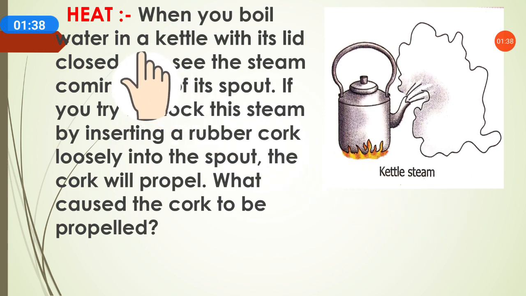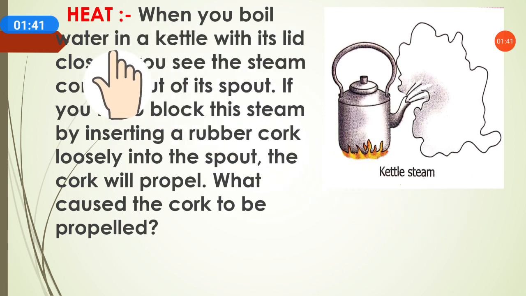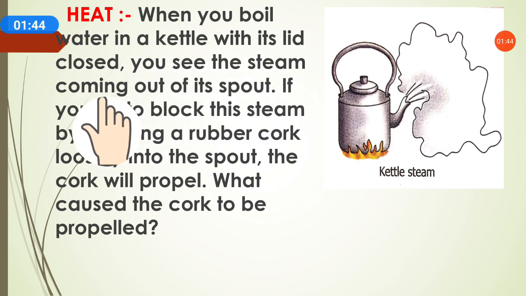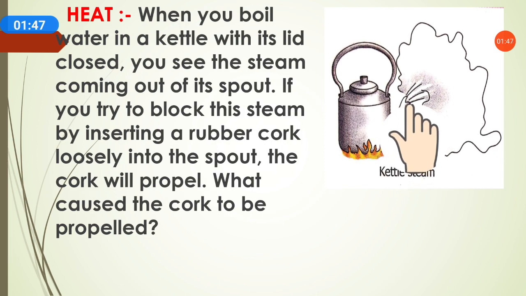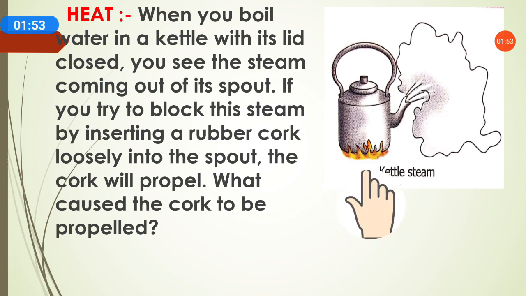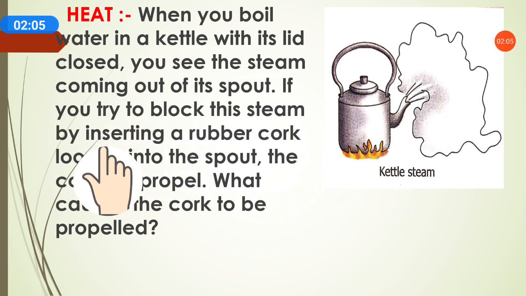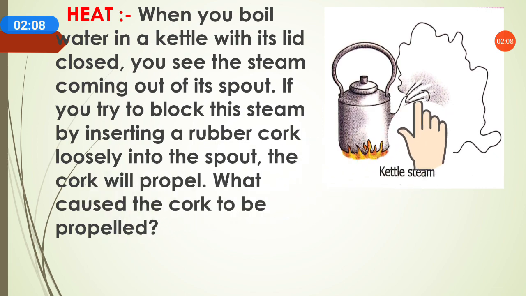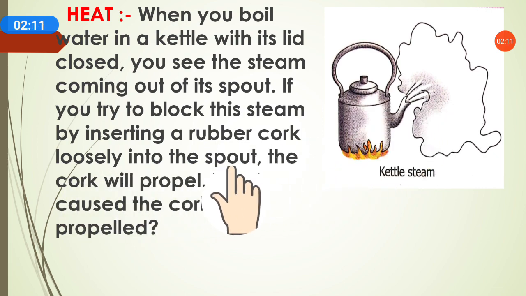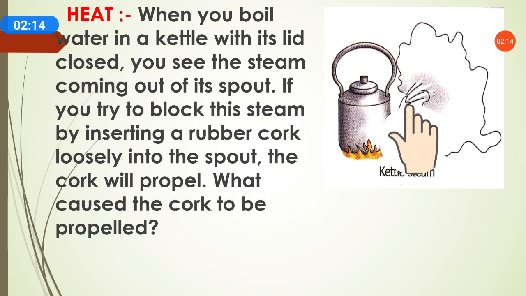We will discuss more about heat. When you boil water in a kettle with its lid closed, you see the steam coming out of its spout. The steam is trying to come out of this spout. If you try to block this steam by inserting a rubber cork loosely into the spout, the cork will be propelled. Propelled means the cork will try to come out. The steam inside the kettle pushes this cork outside.